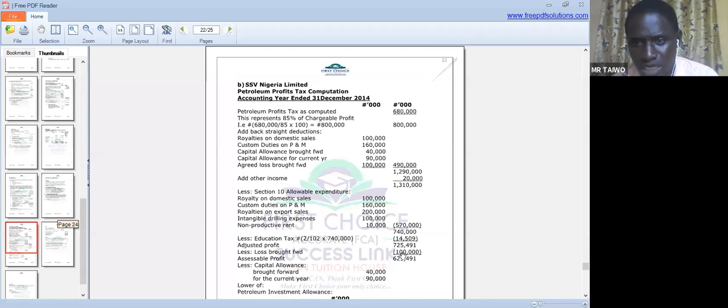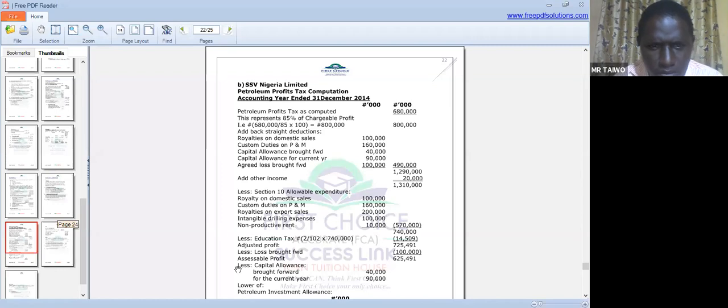But they did otherwise here. So please note it in the exam, and when you're looking, look at those differences. So let's assume that this is what we have here, because it's already been presented. Now, this is the assessable profit here, 625,491.